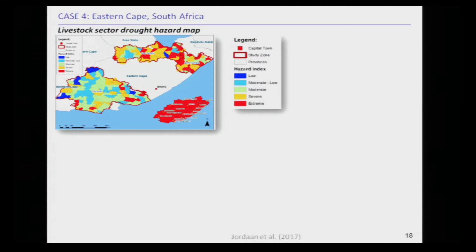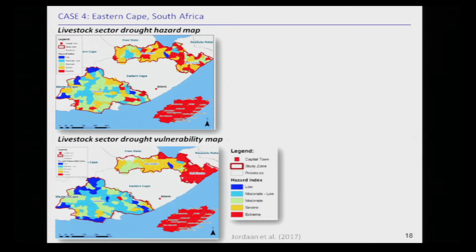So the first map which I would like to show you is a livestock sector drought hazard map, which was computed on the sub-district level, and the hazard index values ranged from low, in blue shades on the map, to extreme and severe, with red and orange shades. Clearly the results showed that most of OR Tambo, Jogabi, as well as pockets of Kakadu were described as moderate to extreme hazardous areas in terms of drought, while less hazardous areas were found in pockets of Kakadu district.